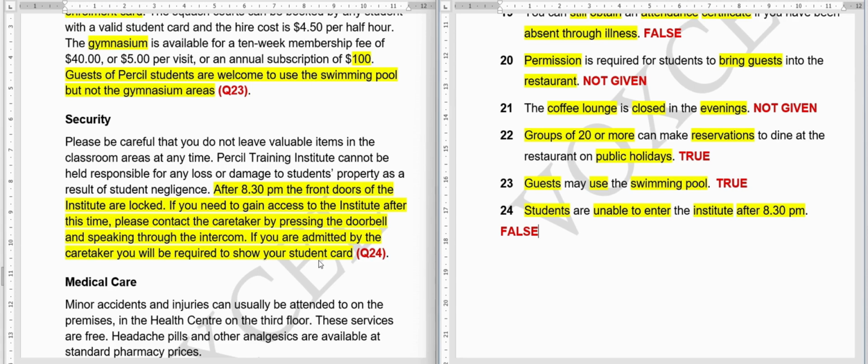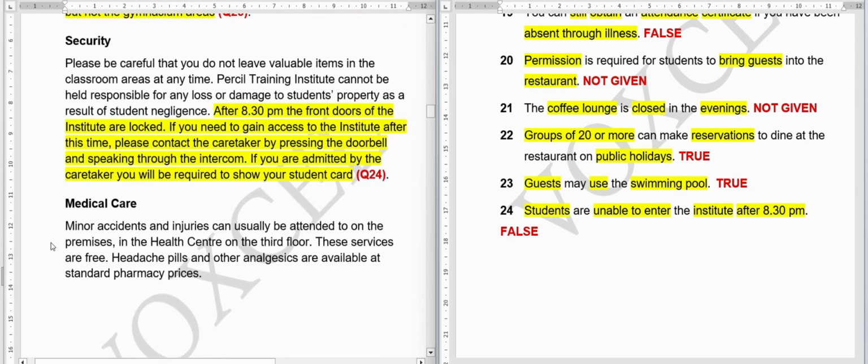Let's just say you were stuck in traffic, or you had some sort of emergency that required you to stay outside for late hours. So if you got there at around 9 or 10 or after 8:30, whatever the time is, and you had a valid reason, if the caretaker allows you to enter the building after seeing your ID card, you will be allowed. I hope it is clear.